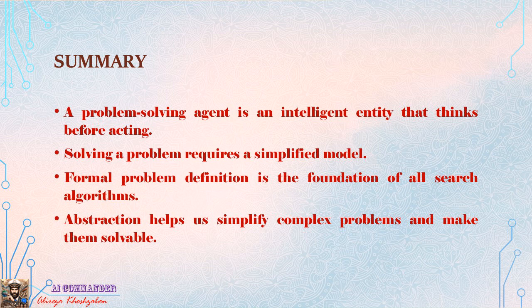Final slide, summary. To sum up, for an agent to solve a problem, it must know its goal, define the problem as a simplified abstract model, search for a solution in that model, and finally execute that solution. All these steps help us find the best path through thinking, even before taking real actions. This is the core idea behind many intelligent systems, from robots and GPS to games like chess.